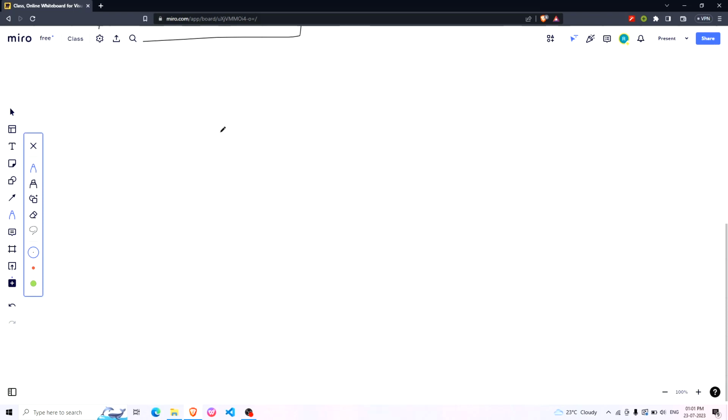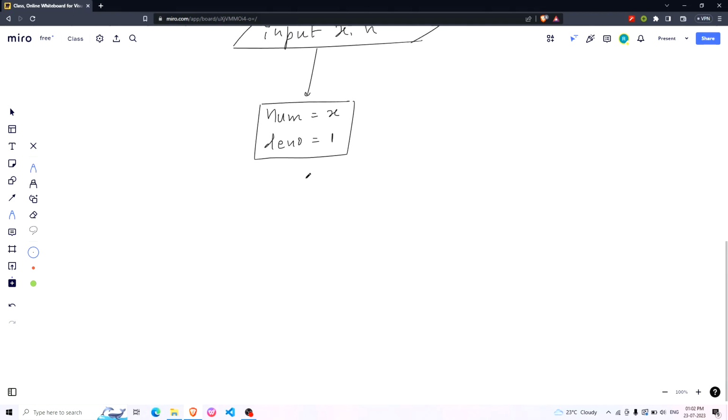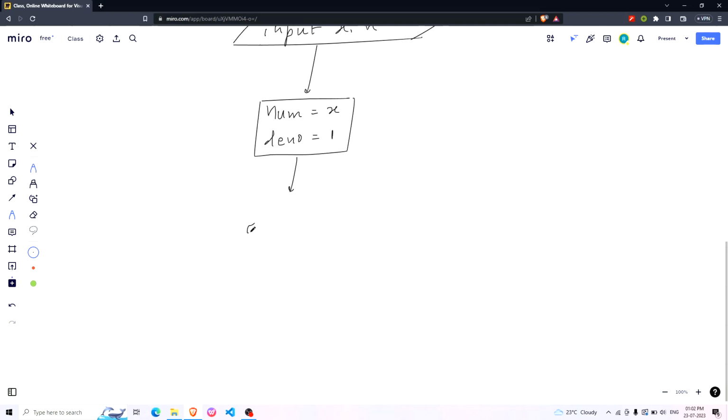For this, we need to maintain two variables, which will be numerator and denominator. Before that, we need to take input of x and n. After this, we'll initialize two variables. One will be numerator, which will be x, and another is denominator, which will begin with 1. And we'll run a loop until n times. So we'll run this loop until denominator is less than or equal to n.